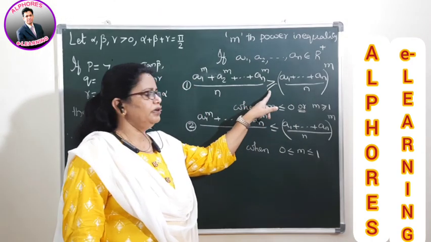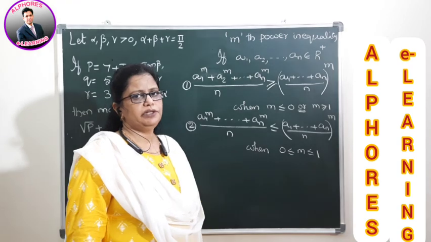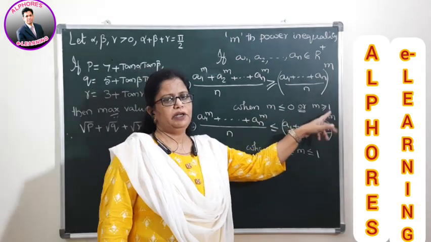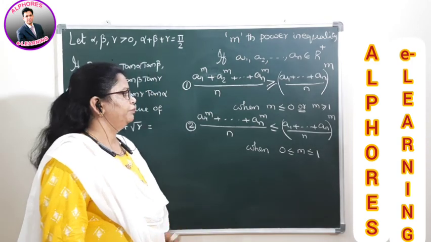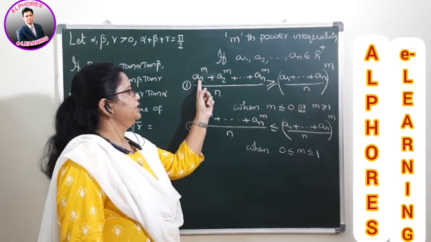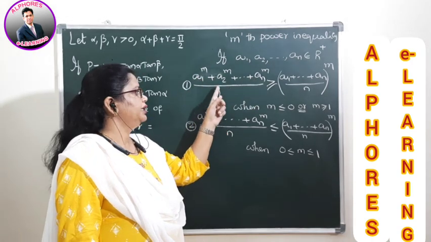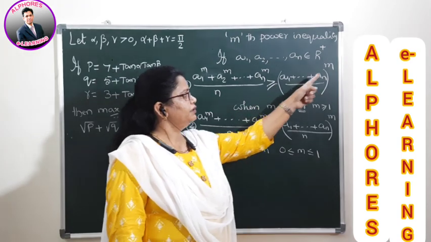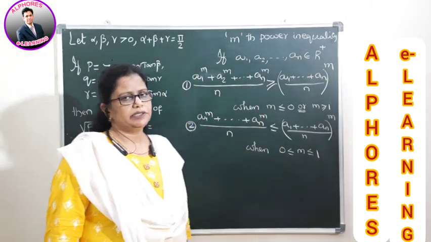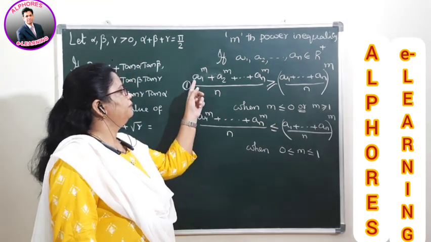Now, if you are using the greater than or equal to symbol, students, then this is under some conditions, when the m value is less than or equal to 0 or m value is greater than or equal to 1. Suppose m is 0, if I substitute, what will happen here? This is 1 plus 1 plus 1 etc., n quantities, n by n, it is 1. And here also what is the value? Whole power 0 implies 1. Equality is satisfied. So again m is 1, if I substitute, then a1 plus etc.